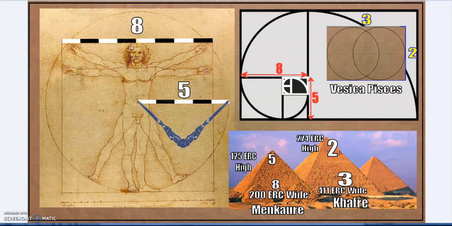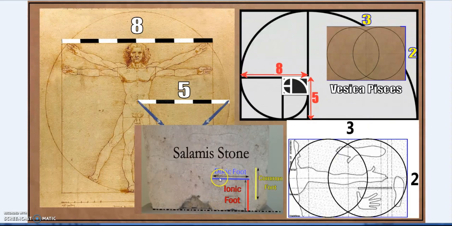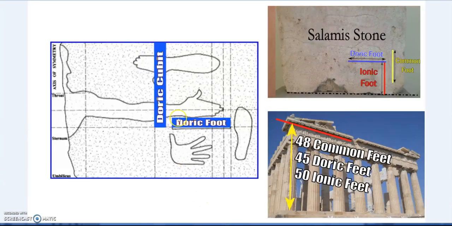Now, if you were to drop the Salamis stone on top of here, we could get the same thing going on here, a 2 to 3 ratio. So the Salamis stone, which incorporates the Doric, the male, the Ionic, the female, and the allegedly modern English foot, or the common Greek foot, that is a 2 to 3 ratio, just like the Vesica Piscis, which emerges from the Fibonacci sequence. Now also the Salamis stone, the Doric, the Ionic and the common foot, amongst the Samian foot and some others, but just to focus on those for the moment.